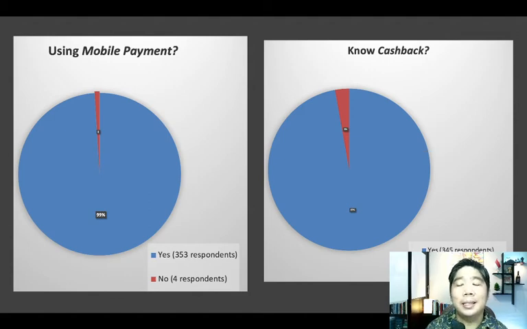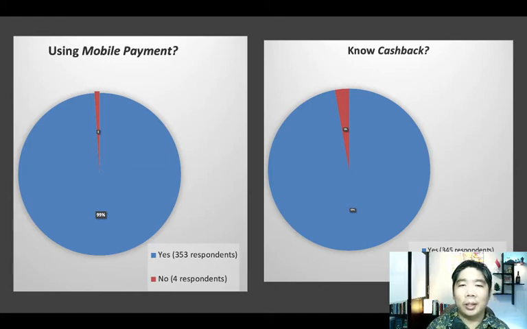As many as 345 people, or 97.2%, knew about the cashback, and 8 people, or 2.8%, didn't know about the cashback. So the data from 345 respondents are valid data, which is used for this study.